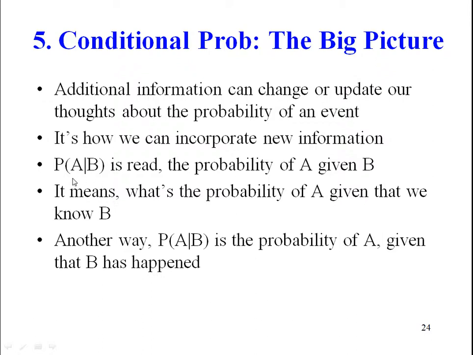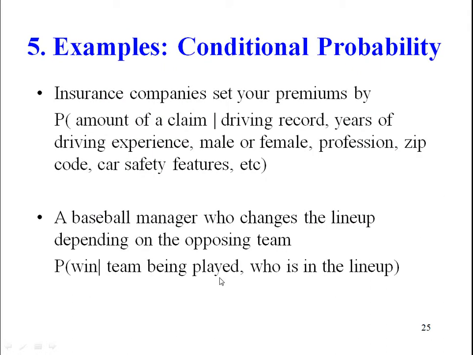Okay. And it's read probability of A given B. All right, so you have the probability of A given B. That means the probability of A given that we know B, or the probability of A given that we know B has happened. So conditional probability, adding some more information to it.